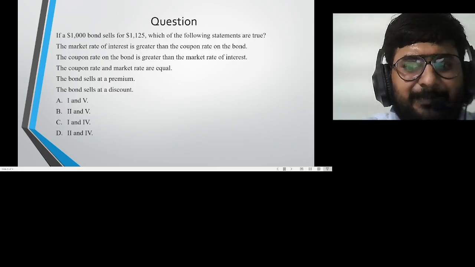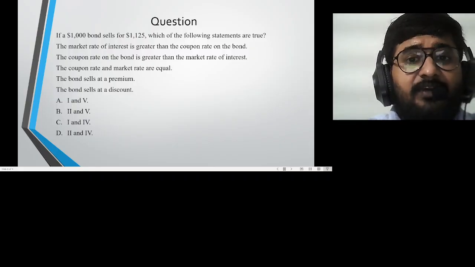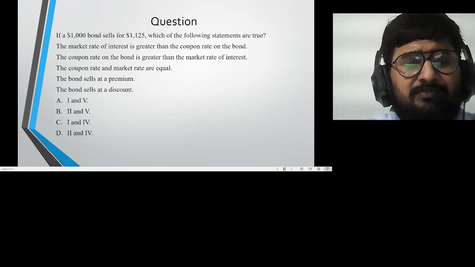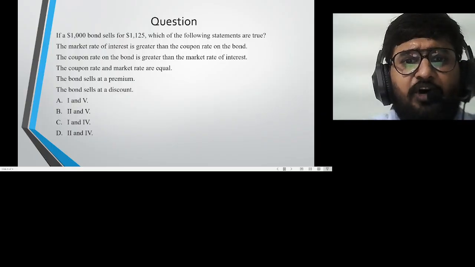Last question for the day. If a $1,000 bond sells for 1,125, so what is the price of the bond? 1,000, and it is selling for 1,125. Which of the following statements are true? So it is selling at a premium.